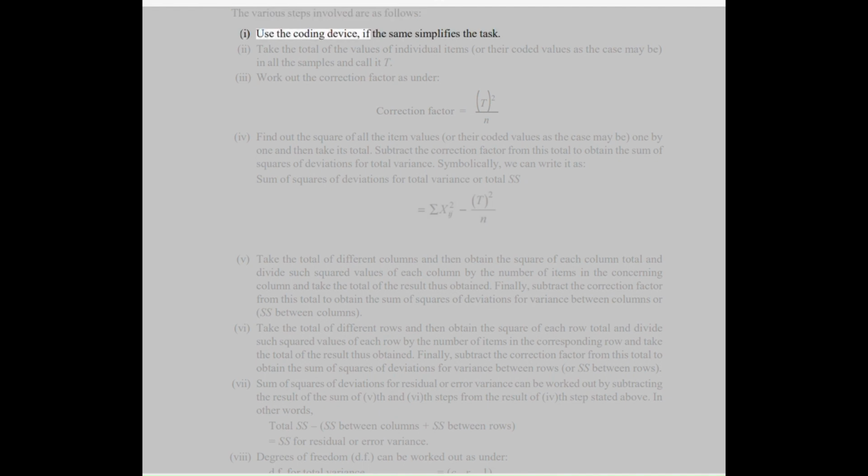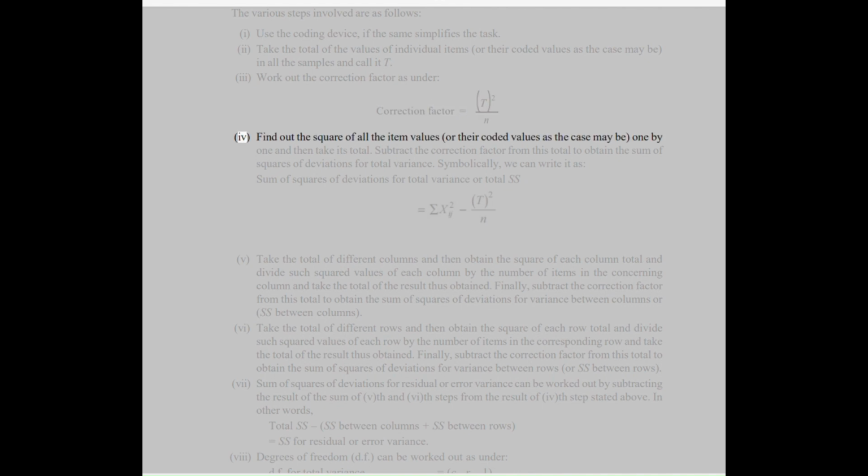1. Use the coding device if the same simplifies the task. 2. Take the total of the values of individual items or their coded values as the case may be in all the samples and call it T. Work out the correction factor as under. Correction factor is equal to T squared divided by n.